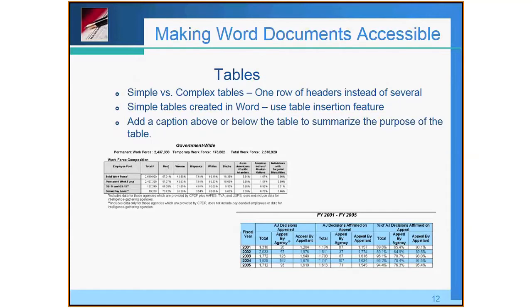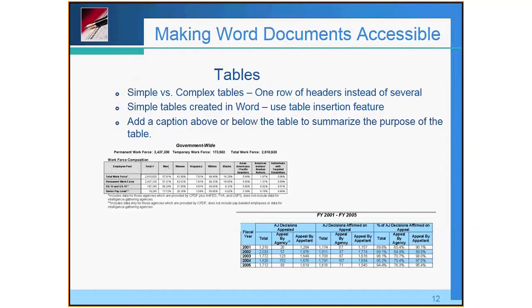Okay, quick discussion on tables. Tables was something that somebody said they wanted to know more about. You have two tables up here. The first one is what I call a simple table. You have one row of headers across the top and one row of headers down the side. That is considered a simple table. That is accessible in Word all by itself.